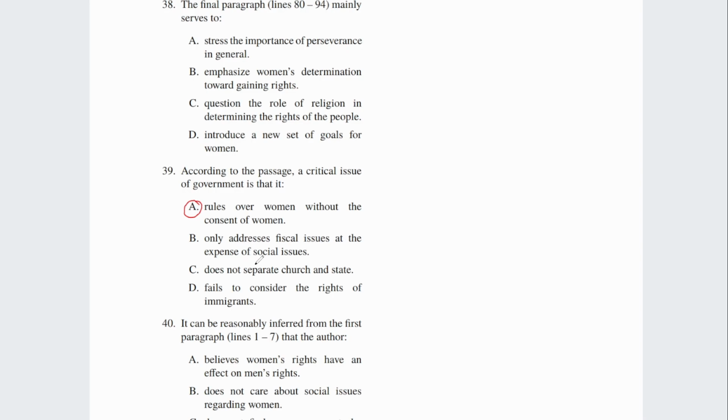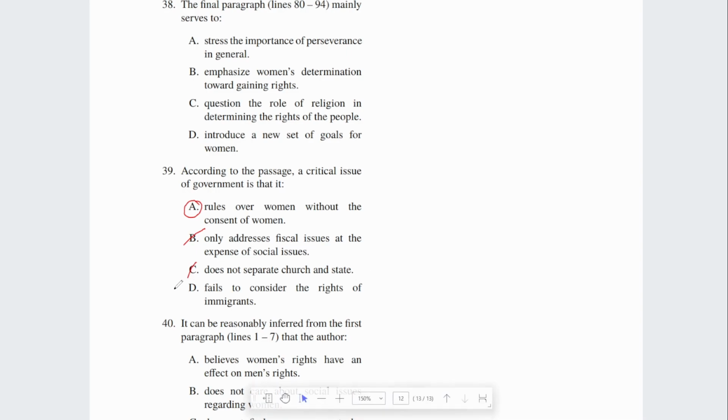But okay, let's make sure that none of this comes up. Only address fiscal issues and the expense of social issues. This seems like some 21st century politics. To be honest, I don't recall fiscal issues or any sort of monetary policy coming up at all, right? I don't think it's the thing that happens. Does not separate church and state. Well, to be honest, the author does not seem to have an issue with the church. In fact, it seems that she gives some, for lack of a better word, reverence to the church. She seems to have a lot of respect for certain members of the church. It doesn't seem like she's really calling for separation of church and state.